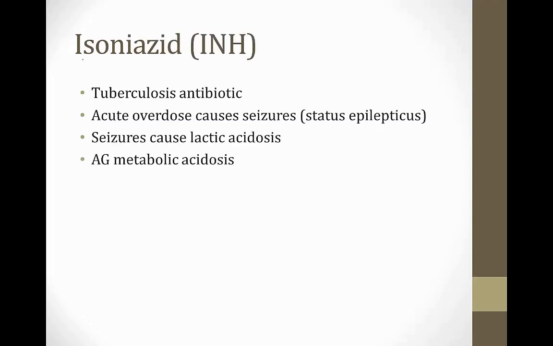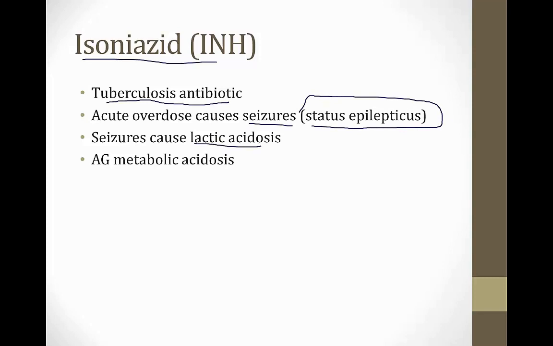Next item on our list is isoniazid or INH. This is a tuberculosis antibiotic, and an acute overdose can cause severe seizures. In fact, it can cause status epilepticus. And all this seizure activity can lead to anaerobic metabolism, and that can cause lactic acidosis from muscles. So the lactic acidosis is what gives you an anion gap metabolic acidosis.